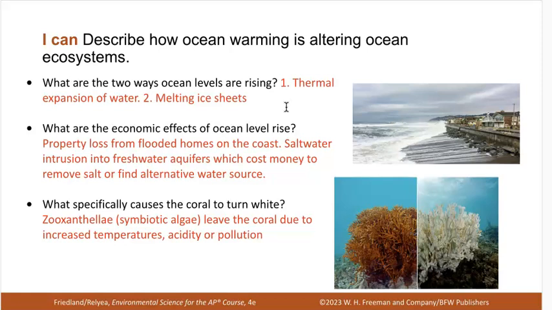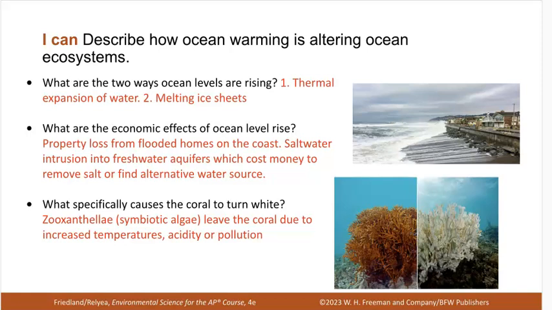Okay, economics. Sometimes in the AP test on FRQs, you're asked about economics. So we've got property loss. You can see here the ocean. This is especially during a big storm. Big storms are coming further in because there's higher water levels and causing property loss from flooded homes on the coast. Saltwater intrusion into freshwater aquifers, which costs money to remove the salt or find an alternate water source.